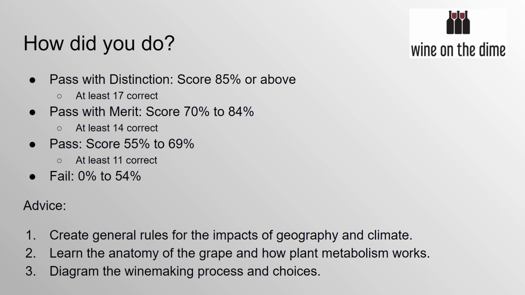So my advice on this quiz is the same as the advice on the previous quiz. 1, generate rules for the impacts of geography and climate. LAW is one of my acronyms that I gave in the last quiz. Maybe you've come up with some more on your own since then. If so, good job. If not, maybe you need to think of some if you're having a hard time with these. 2, learn the anatomy of the grape and how the plant metabolism works. Knowing how vines produce quality grapes is very important, and knowing what goes into quality grapes is very important. All of this will come back as you're learning about wines and wine regions and why they're popular there.